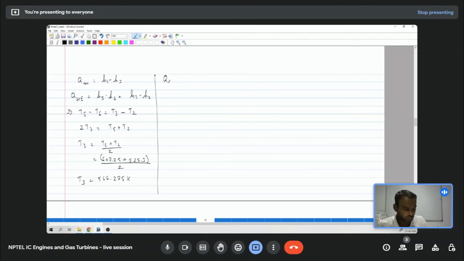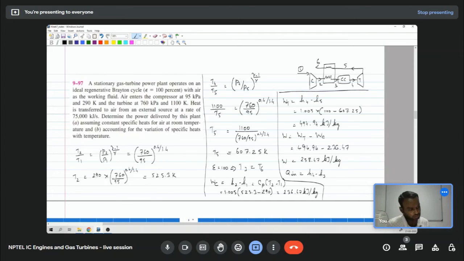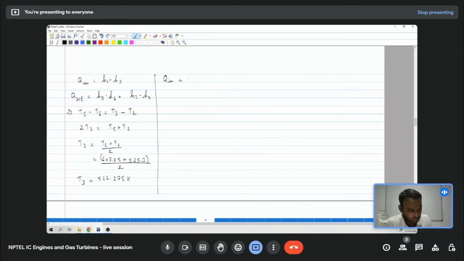Now we can find Q in, which is Cp into T4 minus T3, which is 1.005 into T4, 1100, minus T3, 566.275. So this is 536.4 kilojoule per kg.